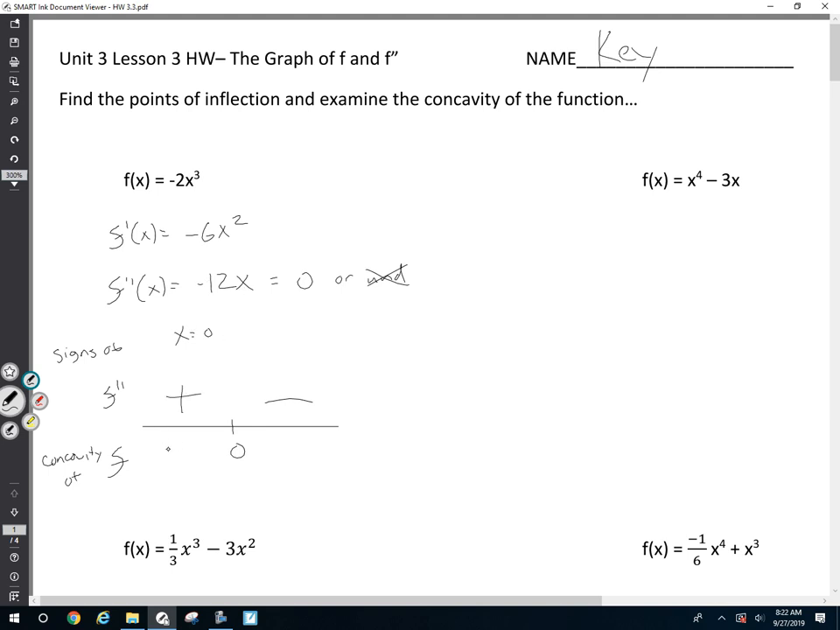Now, what I write down here is not like going up, going down, because this is the sign of the second derivative. This tells me that the original function is concave up and concave down. So that means x equals 0 is a point of inflection. I'll write POI.